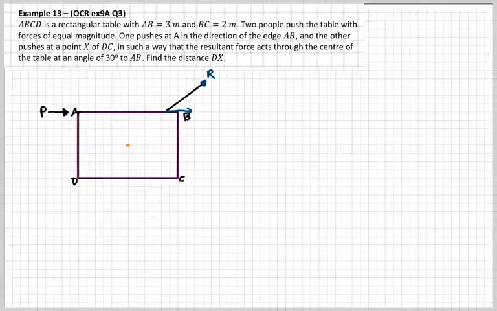If we wanted to, we could draw the tip to tail or the parallelogram method, so we know that this would be P, and then this other force creates the resultant. Let's call it Q. And this angle we know is 30. Okay, so this, we're drawing it to the centre of mass, which is going to be useful at some point.